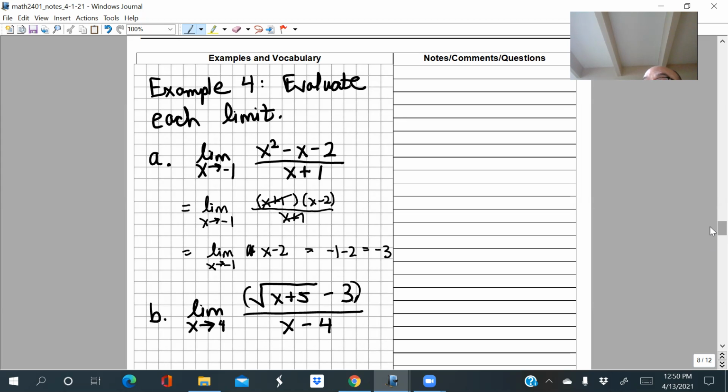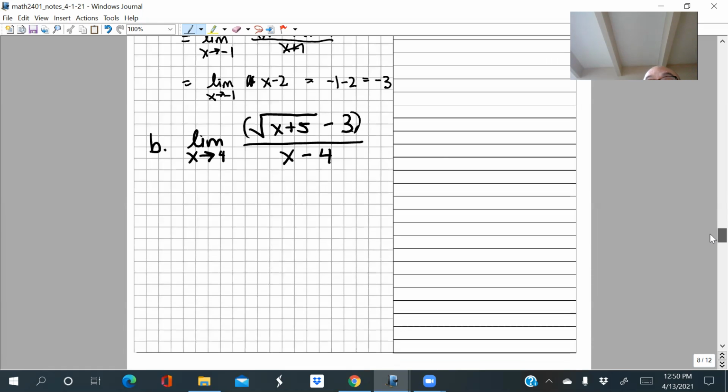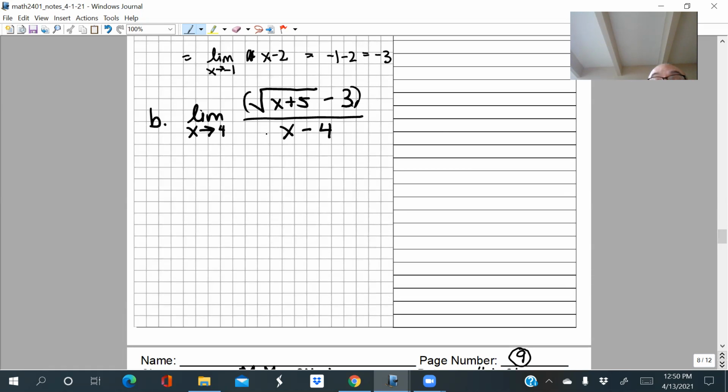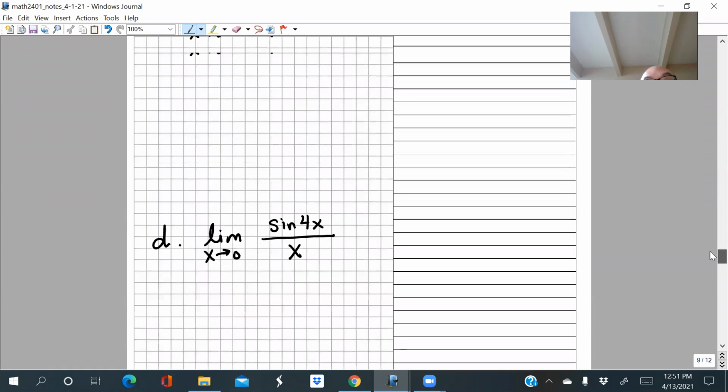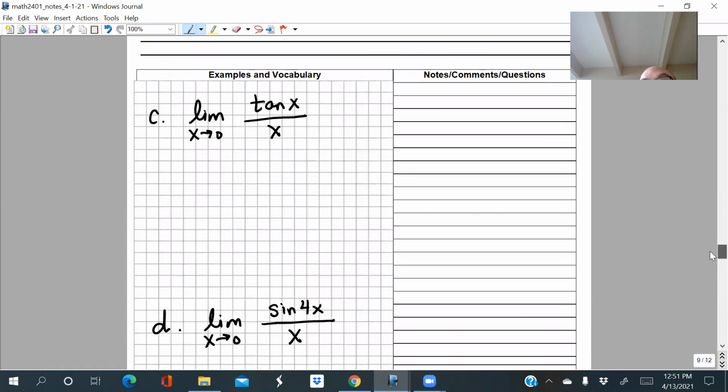This next example, a similar sort of problem occurs. If you try to evaluate this limit by substituting 4 in for x, you're going to see, of course, you get division by 0, right? So 4 is not in the domain of this function, but I think this limit does exist. We just have to do a little bit of extra work to evaluate this limit, okay? I'm going to save that one, I think, for Thursday. And I think I'll save the rest of my examples for Thursday as well, okay?